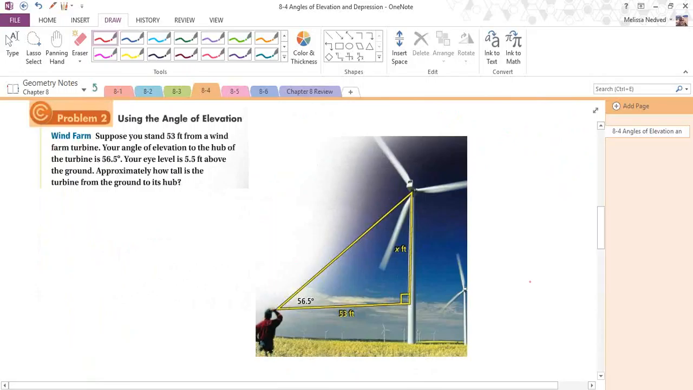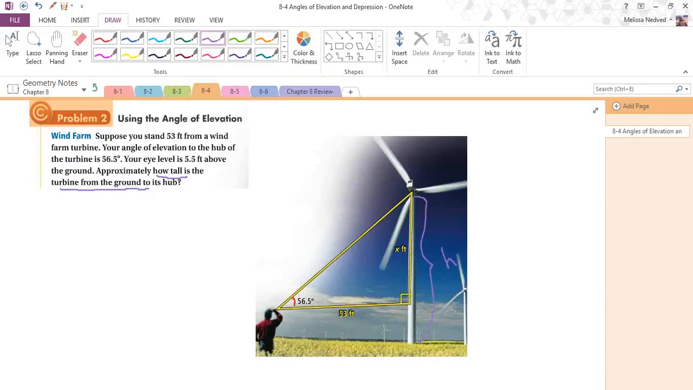They've given us a nice picture here. And we can see here our man is looking up to the hub. That's the center of that turbine. And that angle of elevation here is a 56.5 degree angle. And we know he's standing 53 feet away. So we're asked to find how tall the turbine is from the ground to its hub. So that distance is actually all of this. We're going to call that h. But in order to find h, we need to first find x. So let's find x using SOHCAHTOA, and then we'll continue on the problem to actually solve it, finding h.